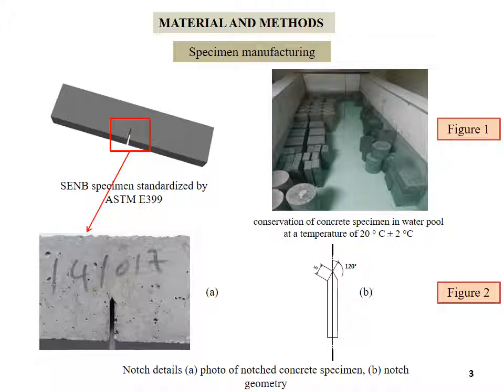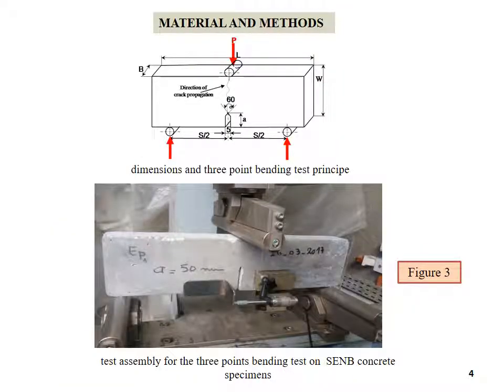Prismatic specimens were notched laterally. Figure 1 shows the geometry and dimensions of the specimens used. Figure 2 offers details of the shape and geometry of the notch. In order to measure the crack mouth opening displacement for the SENV specimens during the three-point bending test, we have used the assembly presented in Figure 3.